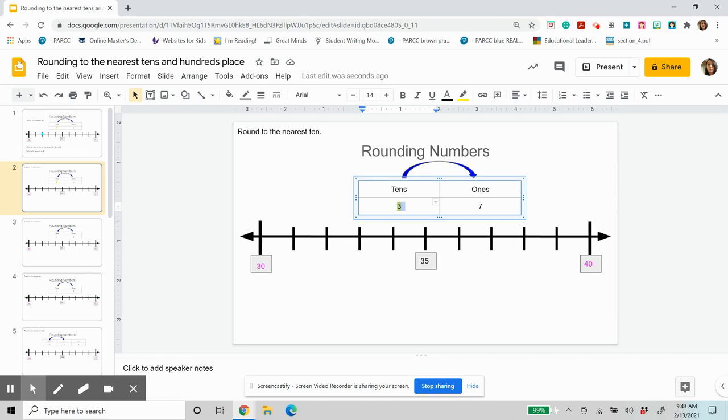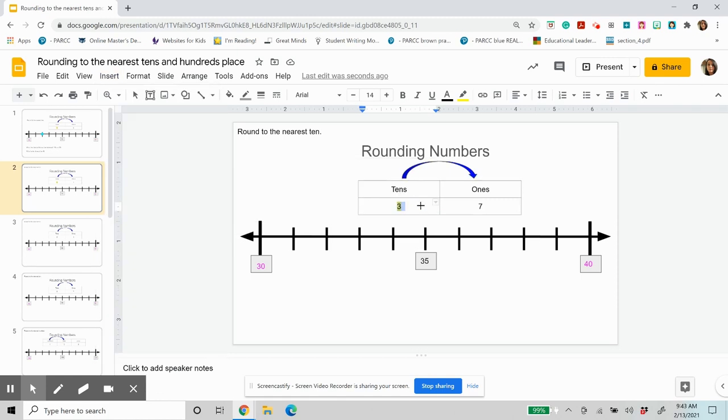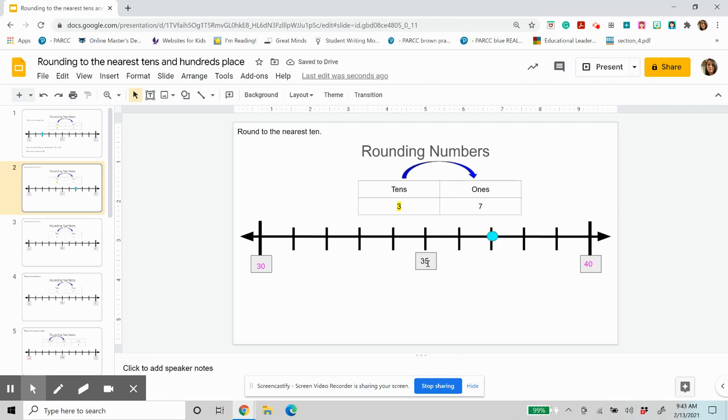Again, if I take that little circle, here's 35, 36, 37. That's what 37 would be on the number line. And I remember I said to you, if the deciding number is 5 or more, you're going to round up. So in this case, 37 would be rounded to 40. 37 is closer to 40. Okay, so let's look at another one.